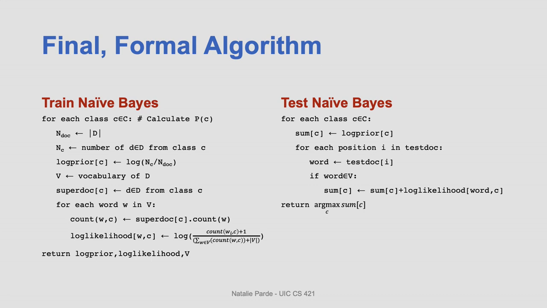Then we'll create a big sort of super document containing all of the instances from class C. We'll loop through each vocabulary word from our training set and count the number of times each word occurs in the super document for the class. We'll plug this value into our likelihood equation with Laplace smoothing, and then take the log of that.